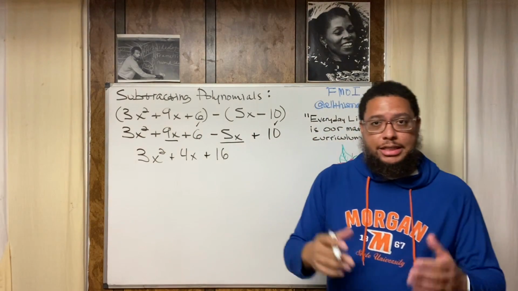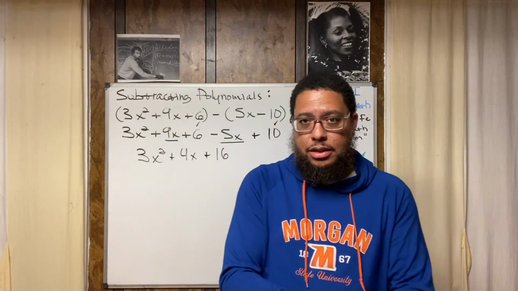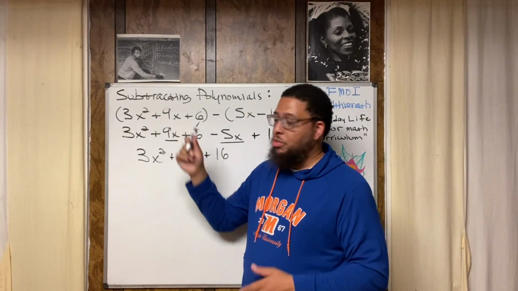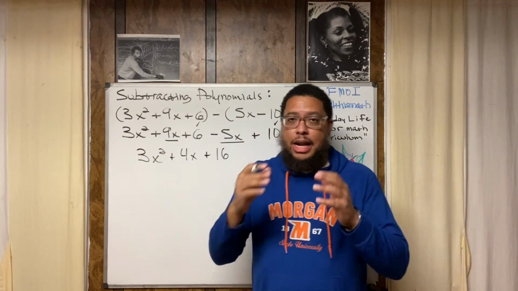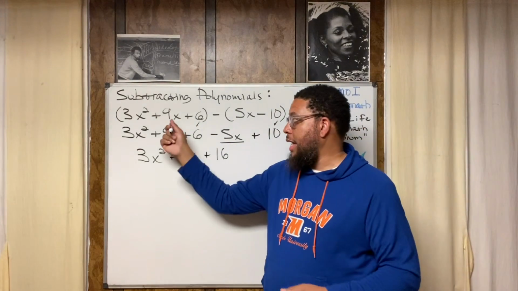And remember, like I said earlier, I can't stress this enough. Terms are separated by plus signs and minus signs. Terms are not separated by multiplication. If that were the case, then 9 and x would be considered separate terms. They're not. 9x is one term, because that 9 tells you how many x's you got. You got 9 of them.